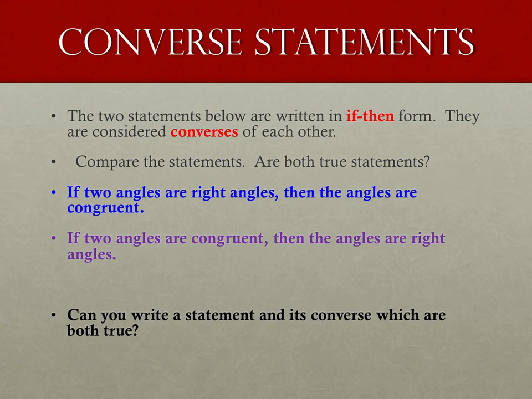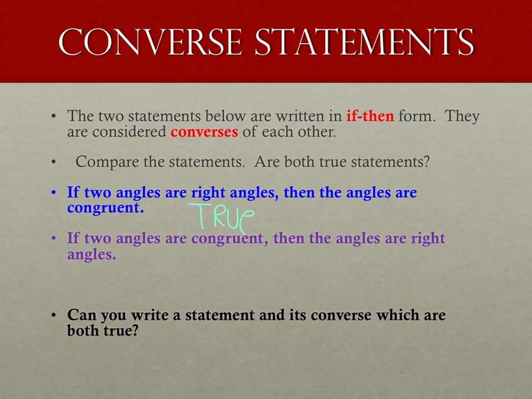The first one says, if two angles are right angles, then the angles are congruent. Well, we should all know that right angles means they have a measure of 90 degrees. If something is a right angle, its measure is 90 degrees. And if two of them are right angles and they both measure 90 degrees, then of course they're congruent, because congruency means they have the same measure. So the first statement here is true.